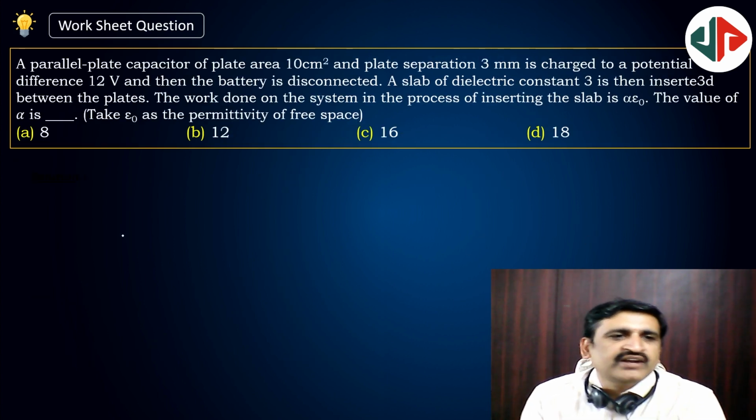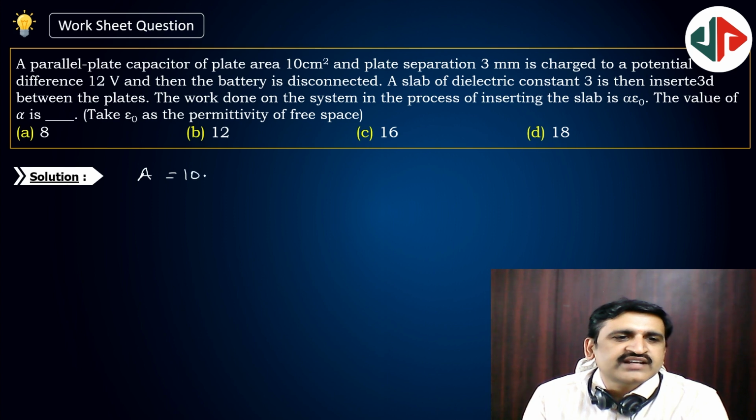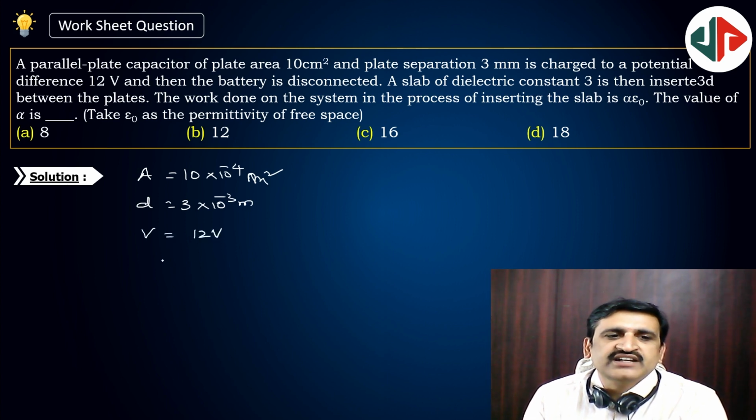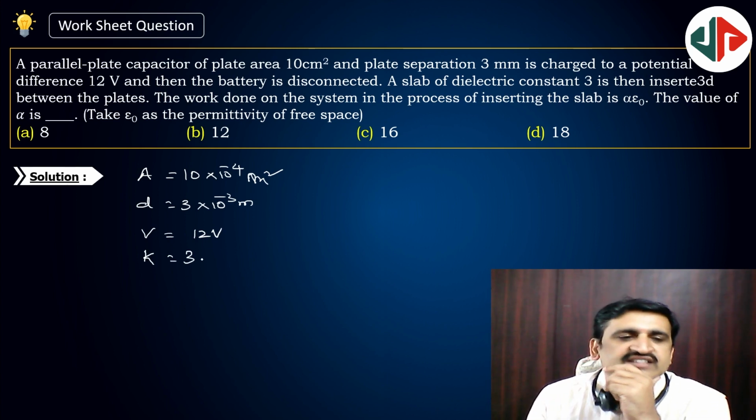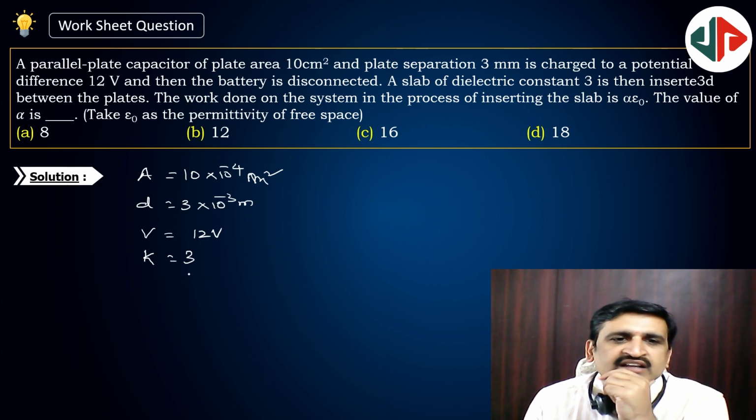Next question: A parallel plate capacitor of plate area A equal to 10 centimeter square, 10 to the power of minus 4, plate separation D equal to 3 mm, 3 into 10 power minus 3, is charged to a potential of 12 volts. Now the battery is disconnected. A slab of dielectric is inserted between the plates. Work done on the system in the process of inserting the slab is alpha epsilon naught. The value of alpha is.